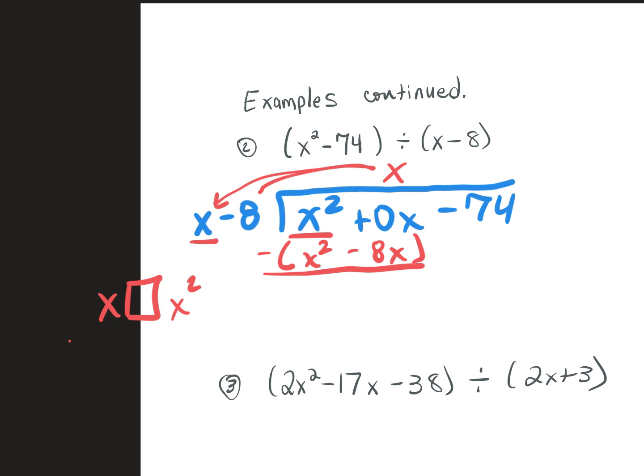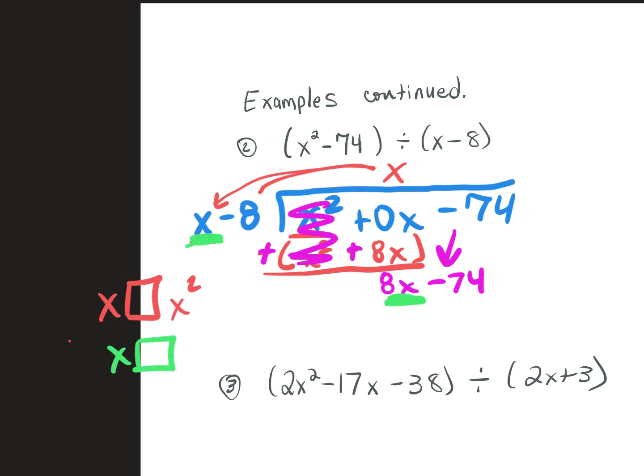Before you subtract, what do we have to do? You got to distribute that negative. So change, change, change. Now we can combine. What's 0x plus 8x? 8x, good. What happens with x squared and negative x squared? Cancels. And what do we do? We bring down. Now we're going to do the process all over again. First term into first term. X times what gives me 8x?